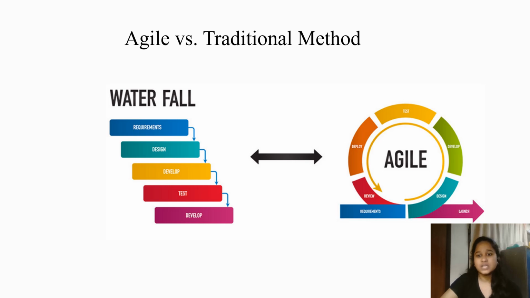Coming to agile, here we can see that after collecting requirements from the stakeholders, we go through design, develop, test, deploy, and review. After reviewing, if the stakeholders didn't like something or want to add any requirements, we again come to the requirements, and the cycle goes on until the stakeholders are satisfied and it is within budget.